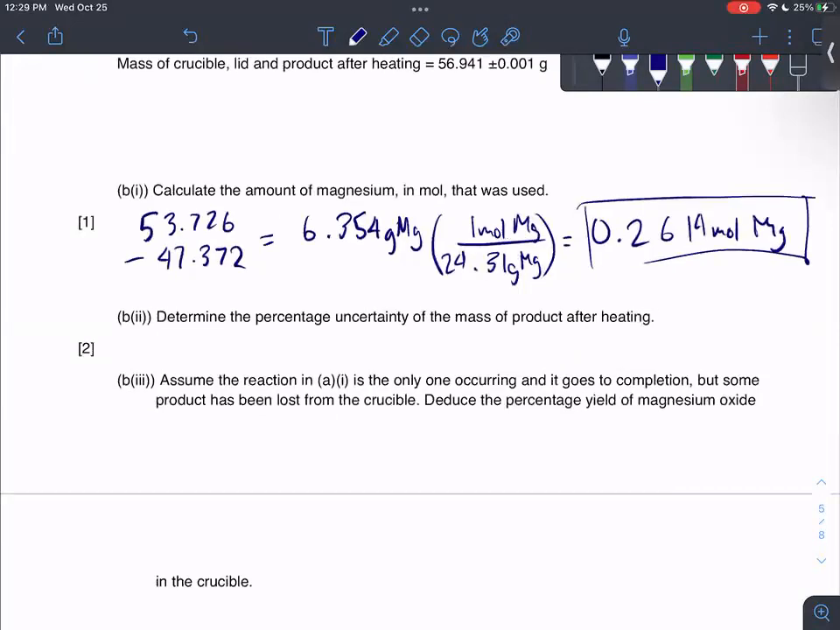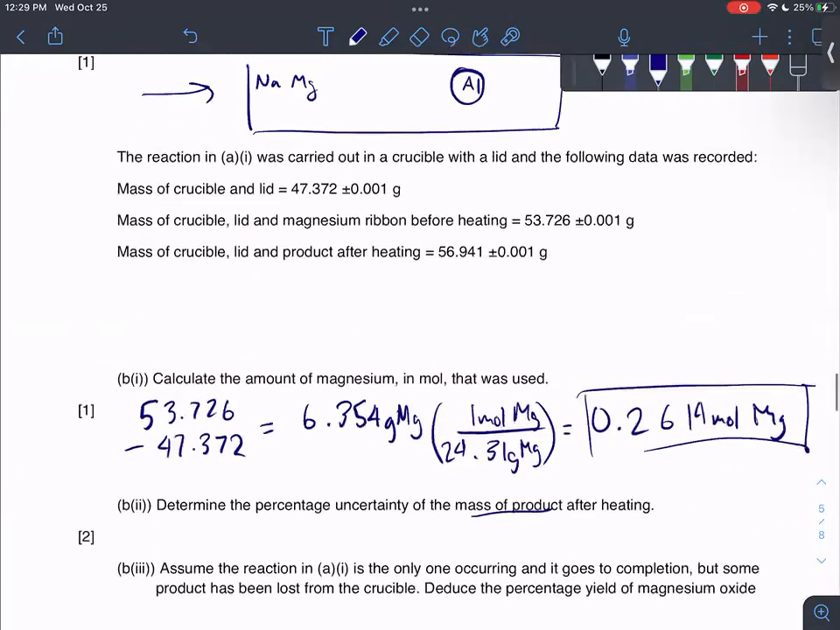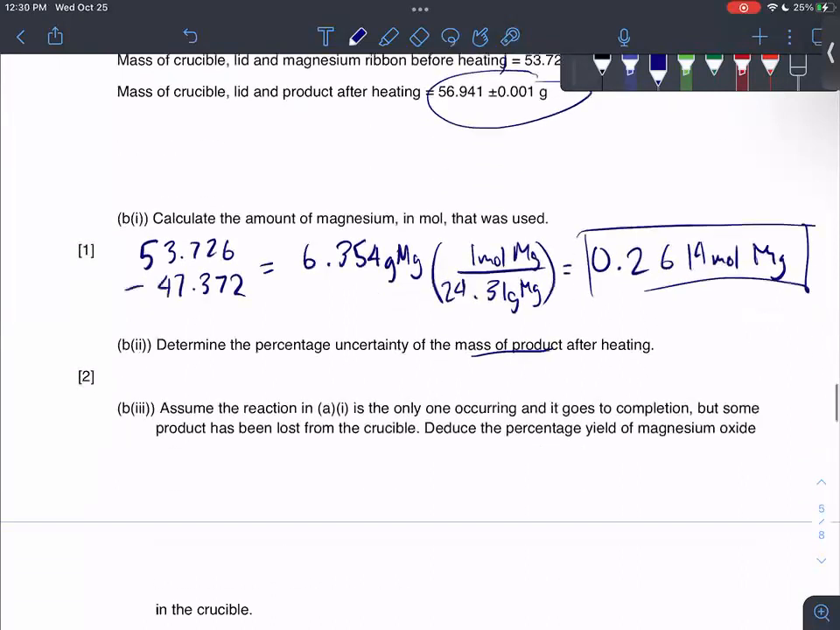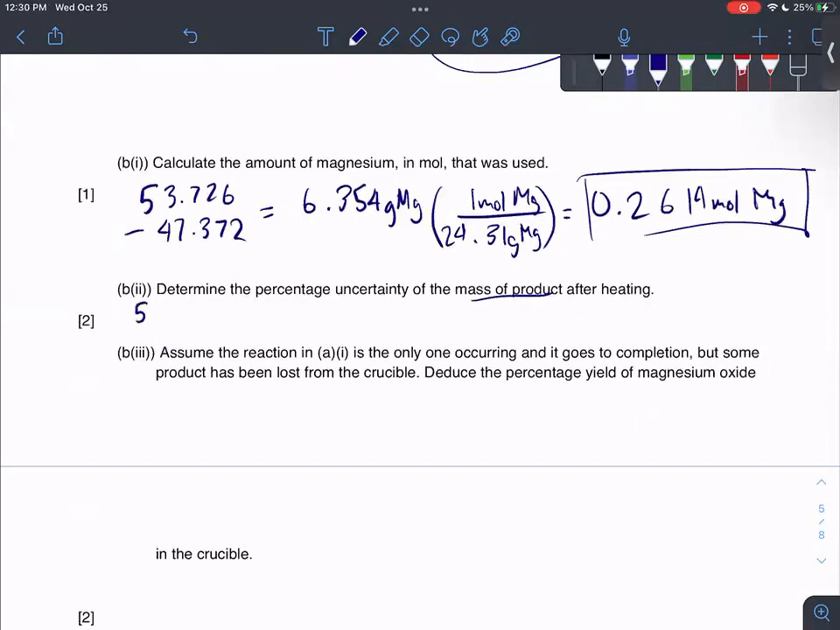Determine the percent uncertainty of the mass product after heating. This one's a little bit more difficult, but uncertainty of the mass of the product. So we need the mass of the product. And to get that, we will just take our mass of the product minus our original mass of the crucible. So we're going to do 56.941 minus 47.372. That will get us 9.569 grams. That is our mass of the product.